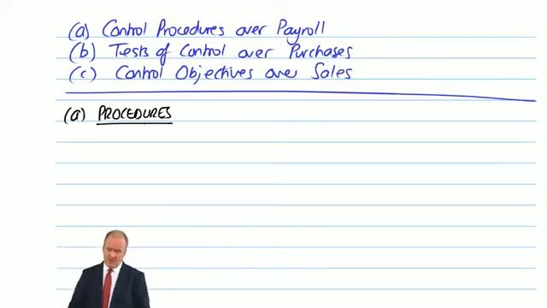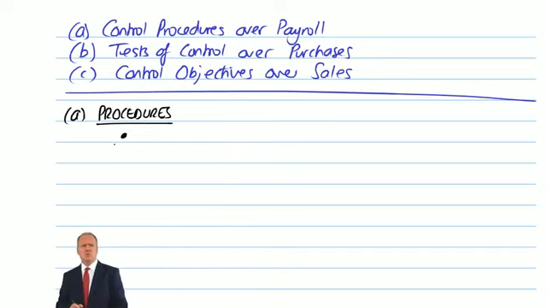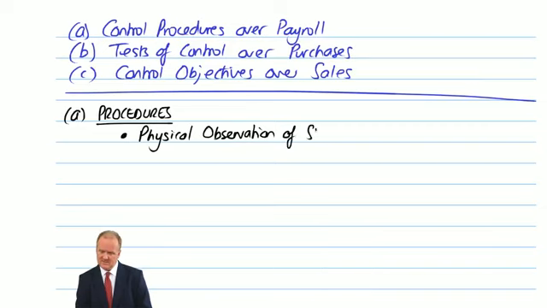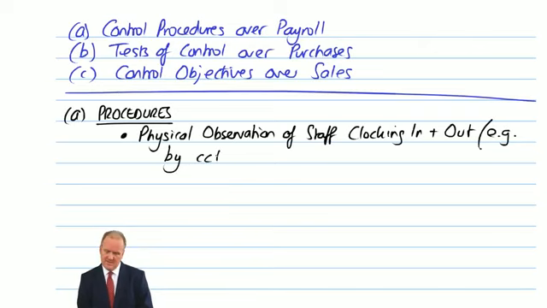Procedures, therefore, for payroll. How do I know I'm only paying for hours worked? As a company, I would have physical observation of staff clocking in and out, possibly by the use of CCTV.